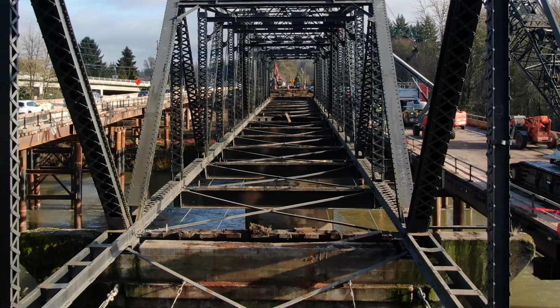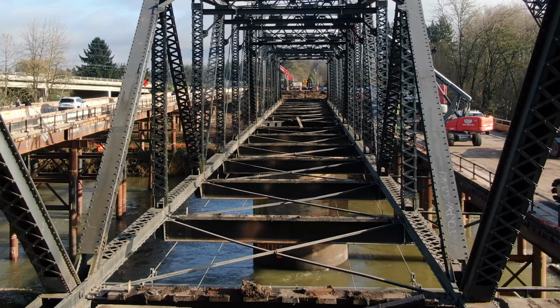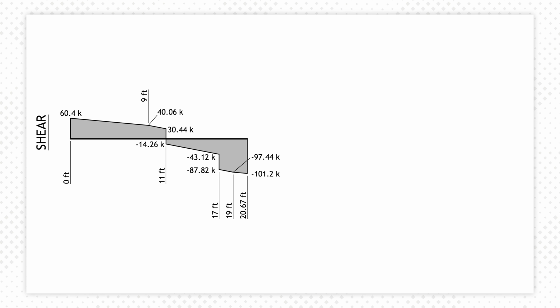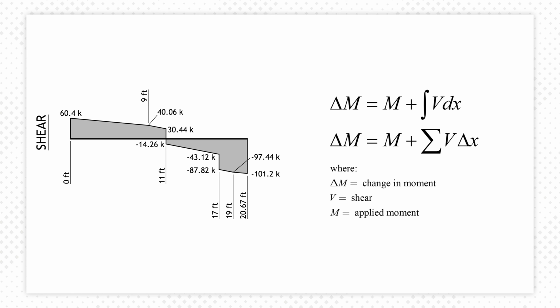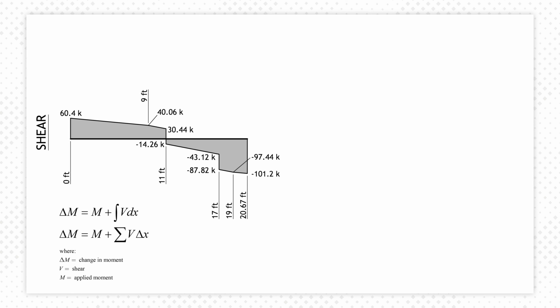To create the moment diagram, we find the change in moment as the area of a discrete portion of the shear diagram and add any point moments applied on the beam. Mathematically, this can be expressed as these equations. Because this beam is simply supported, it has no moment resistance at the end.